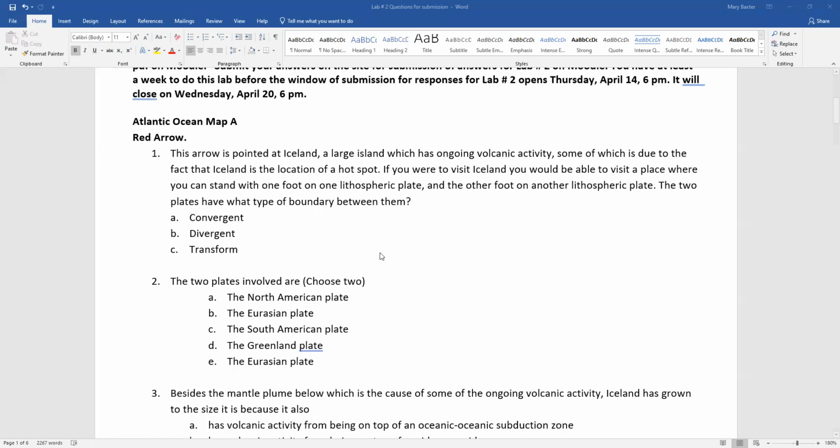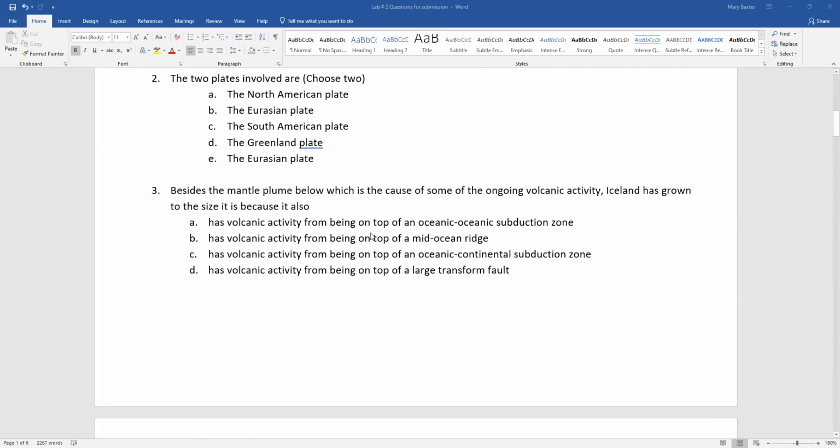Back to the questions. The two plates involved are, choose the two that are involved there at Iceland. So you think about what's to each side of that part of the Atlantic. And then I've just pretty much been telling you, besides the mantle plume below, which is the cause of some of the ongoing volcanic activity, Iceland has grown to the size it is because it also has what?